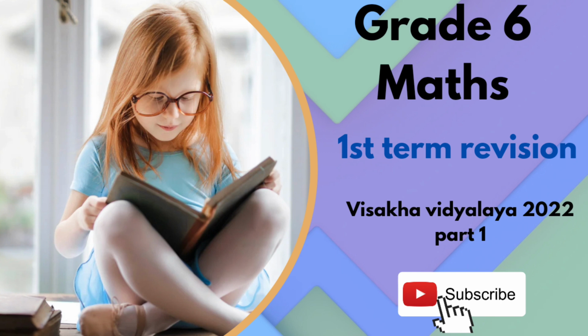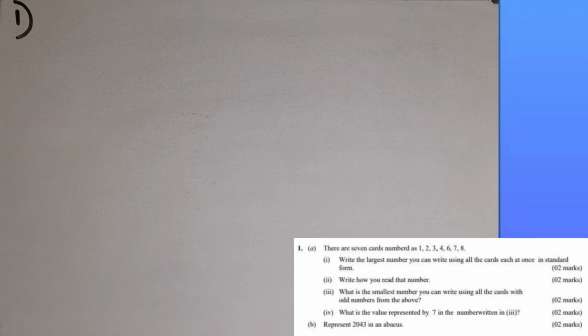If you answer these revision papers well, you can get a high mark easily for your first term test. Now we'll go to the paper and discuss it. Question number 1, A part. There are 7 cards numbered as 1, 2, 3, 4, 6, 7, 8.